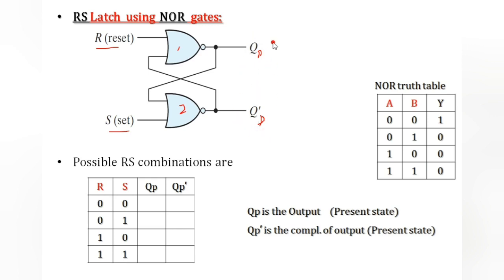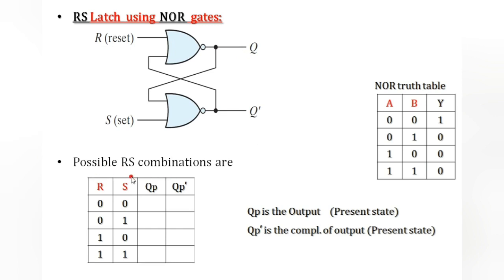These two are present state outputs. This is the complement of this one. If you get another value by changing the input, then those values are considered as next state. So this is the present state output, and this is the present state complement value of output. The next values obtained by changing the input values are considered as next state values. So here there is no need to consider next state, only think about present state.